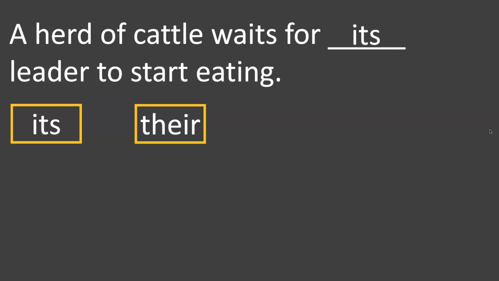So the correct answer is its. A herd of cattle waits for its leader to start eating because a herd is a singular noun. Although it is composed of many cattle, a herd is only one group of cattle. And also our main verb here gives us the clue that the noun is in singular form.